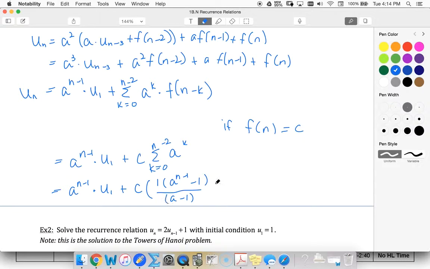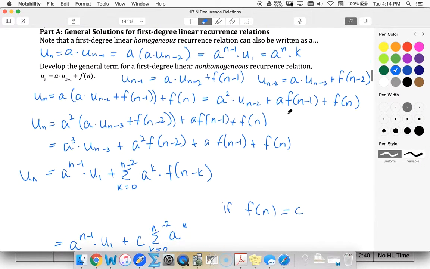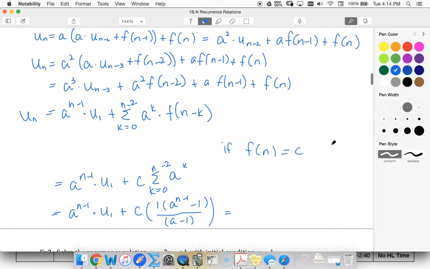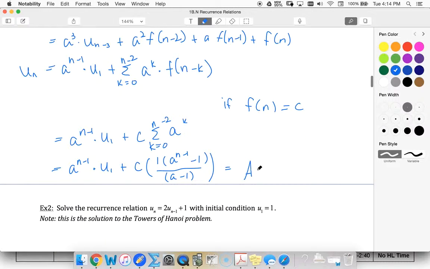Well, I can rearrange this to factor out my a to the n minus 1s, and I could then rearrange it as I did above to be a constant. So I'm going to end up with some constant times a to the n plus some other constant. So my other constant is going to end up being the c times negative 1 over a minus 1. And of course, all of that's going to depend on my initial conditions, which I could solve for.